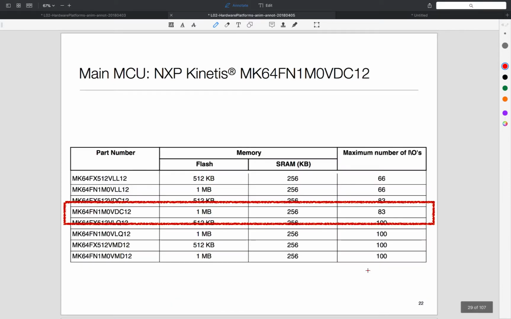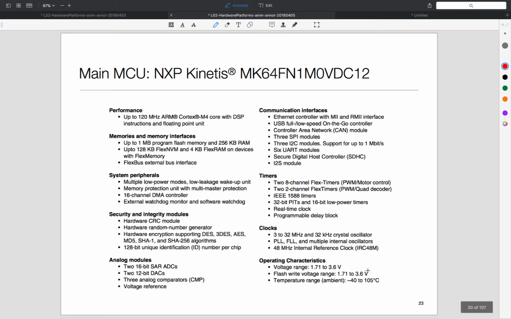So in that family of devices that NXP makes, this particular MK64/63 family, the particular one that this thing has is out here. So 1 megabyte flash, 256 kilobytes of RAM, and it has 83 IOs. Okay, so that's what we are using, and there are a whole bunch of details out there which are kind of just verbalizing what doesn't really matter.